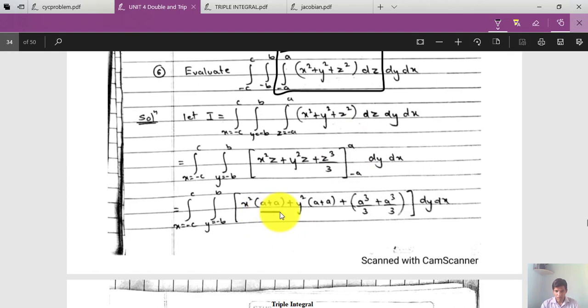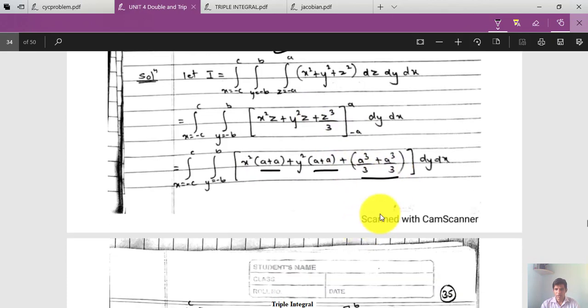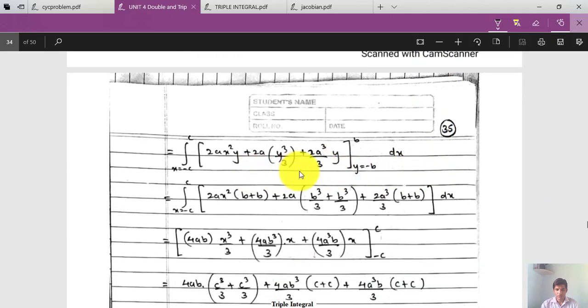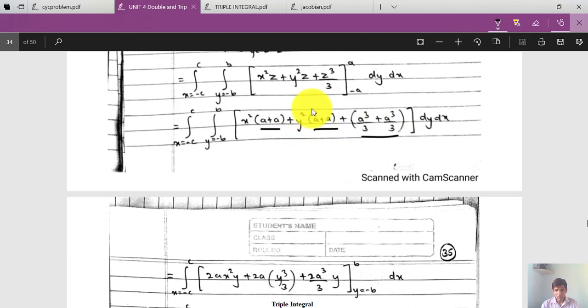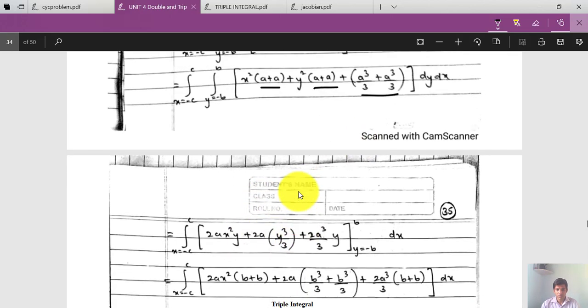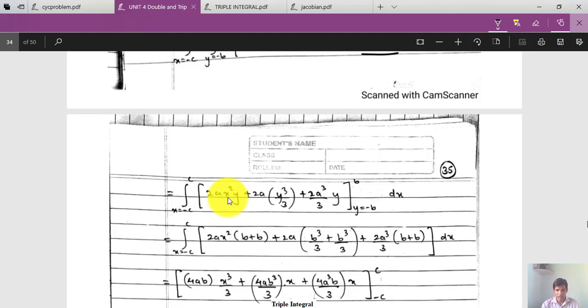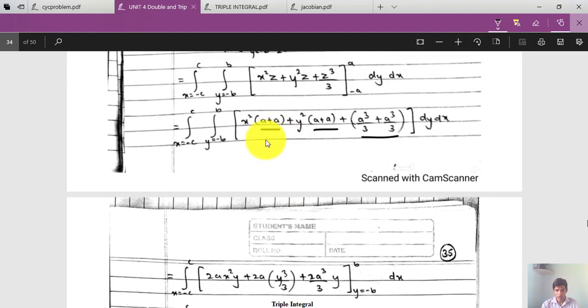Now this is upper limit minus lower limit, and again upper limit minus lower limit. Here it is minus, it becomes plus, and again here it is upper limit minus lower limit, with respect to dz, dy, dx. Now after evaluation, this is the evaluation of z with respect to its limiting values. Therefore integrating it with respect to y, I get 2ax square. This turns out to be 2a over here, this turns out to be 2a, and this turns out to be 2a cube by 3, right?